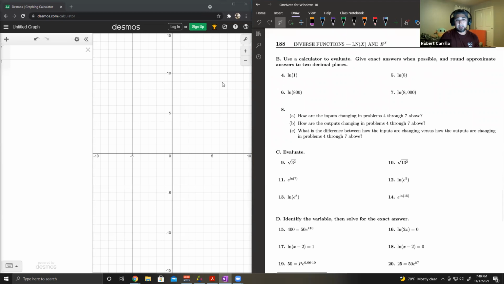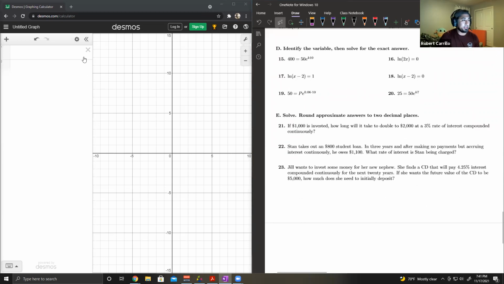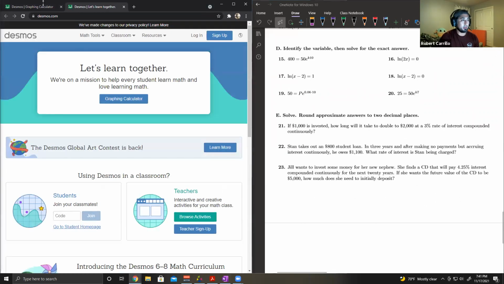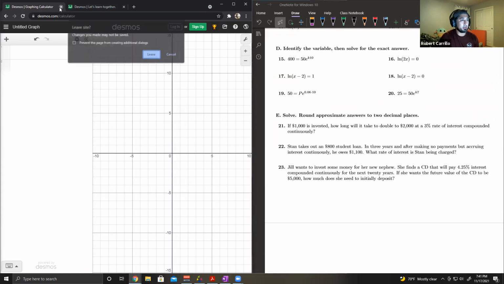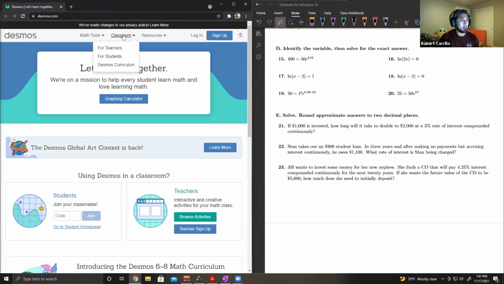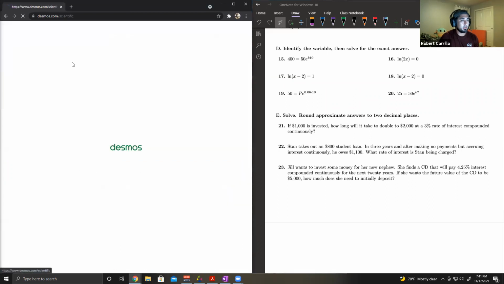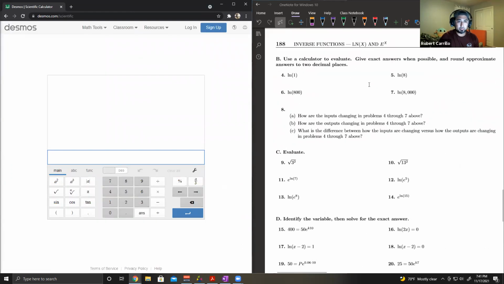All right. Now we just get to use a calculator here. I don't think I need graphs anymore. So I'm just going to use their regular scientific calculator. Good old scientific. There we go. Okay. So here it wants the natural log of 1. All you have to do is type in ln of 1. And if you want, put parentheses for good habit. And the natural log of 1 is 0.